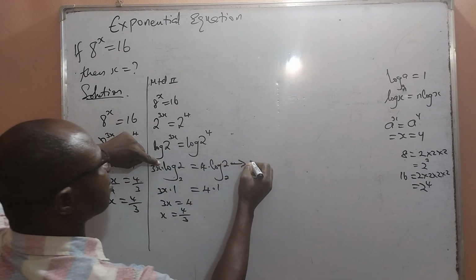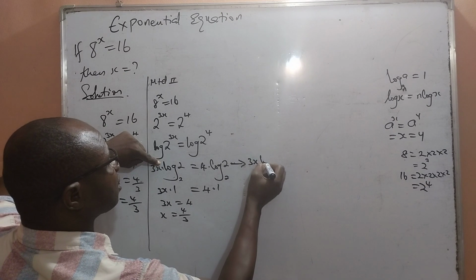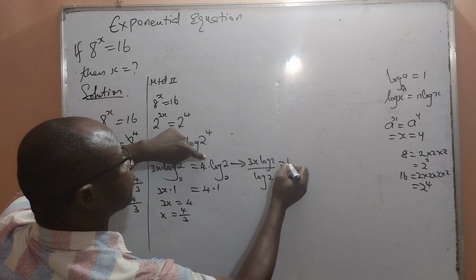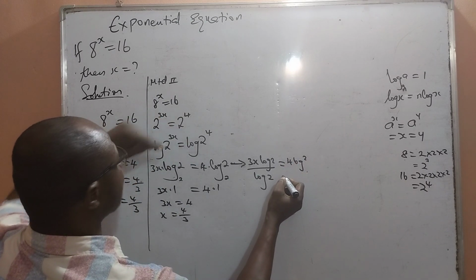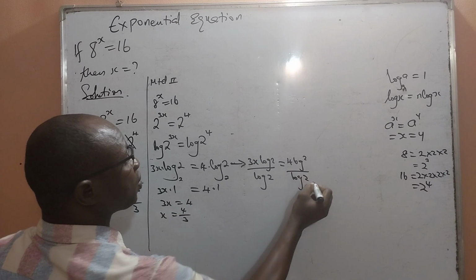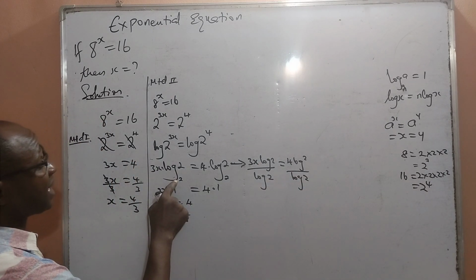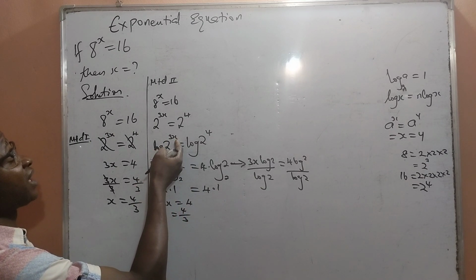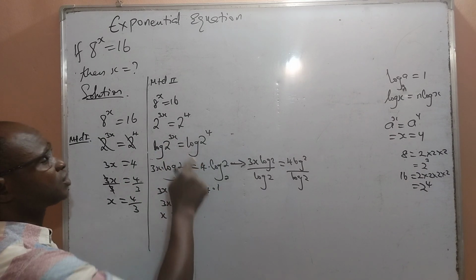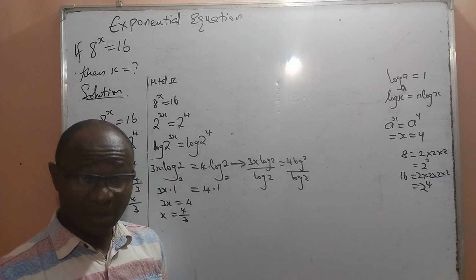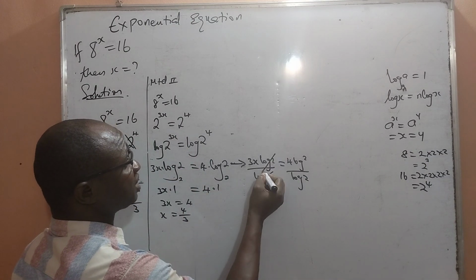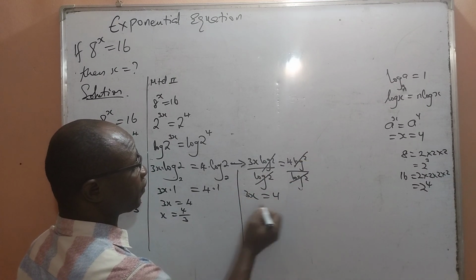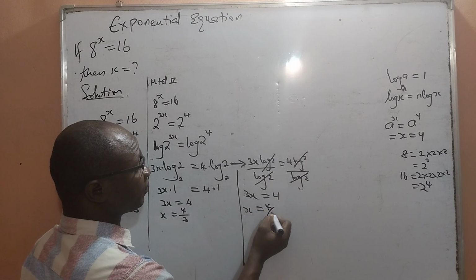Now, from this point I can write 3x log 2 divided by log 2 is equal to 4 log 2 divided by log 2. So what I have done, if I don't want to assign base 2 to both sides, I can simply from this point, having moved 3x to the front and the 4 to the front, just divide both sides by log 2. And at the end of the day, you see this will cancel this will cancel this, still leaving me with 3x equal to 4, making x equal to 4 over 3.